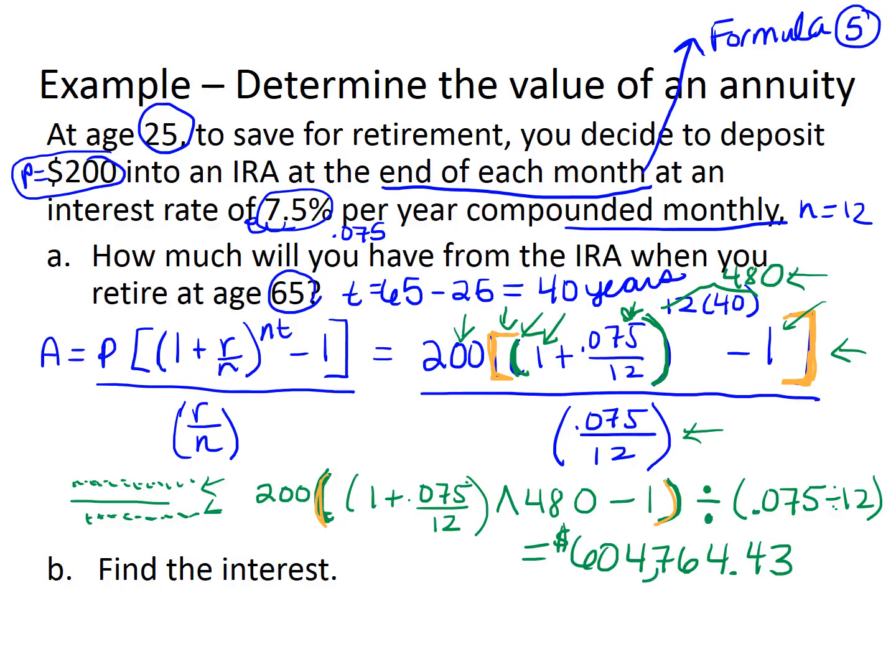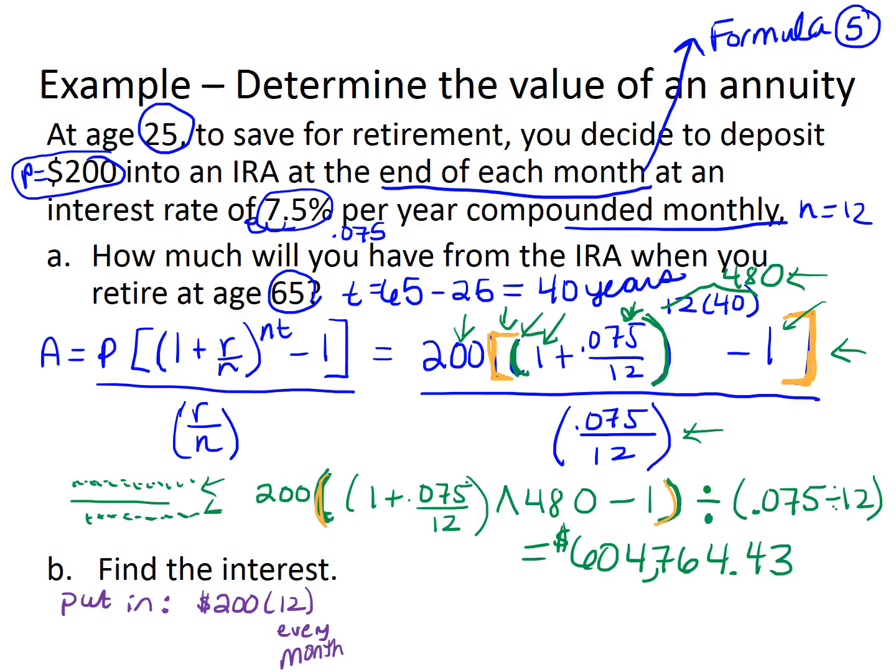So that seems like a lot of money, but keep in mind that we've invested not $200 period, but $200 every month for 40 years. Okay? So down at the bottom, find the interest. Again, we need to figure out how much we put in and then how much we have at the end and find the difference. But we put in not $200, but $200 every month.